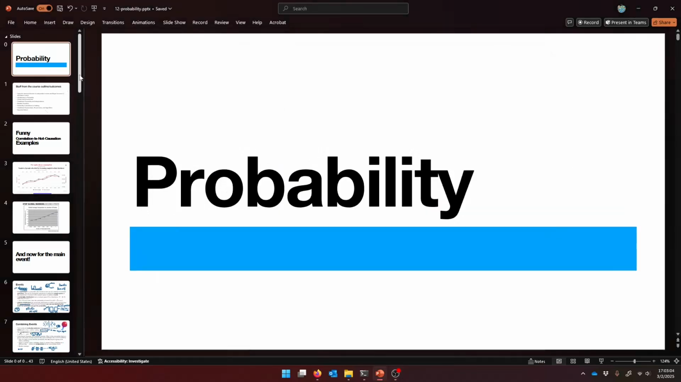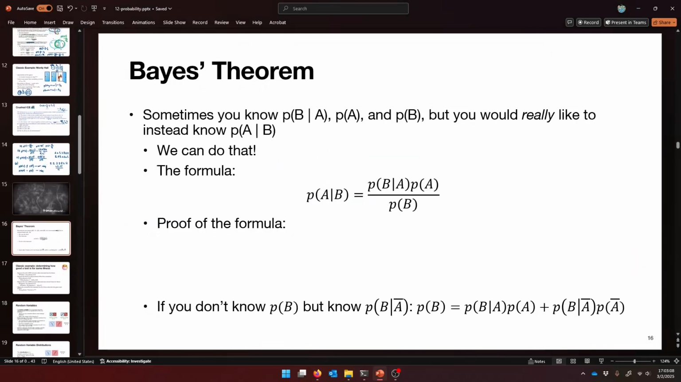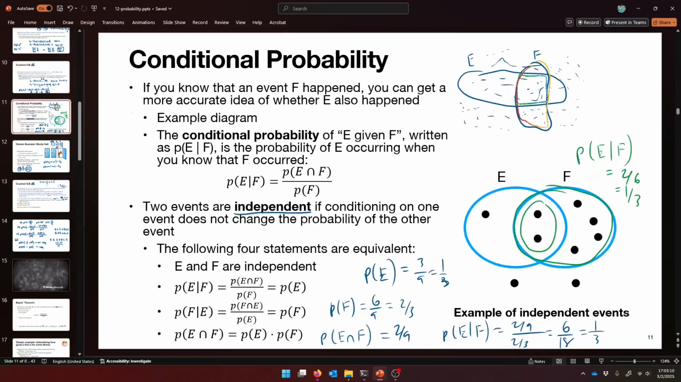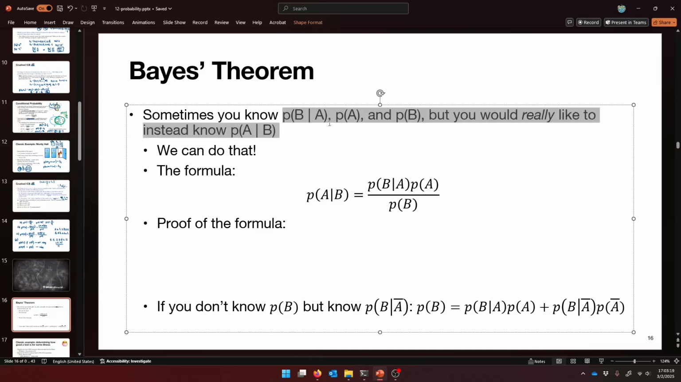All right, let's continue with our probability slides. The next thing I want to talk about is a good use case of conditional probability. It's a very powerful thing. It's called Bayes' theorem, or Bayes' rule, you might hear it as, but it's really nice. It lets you flip your conditional probability.